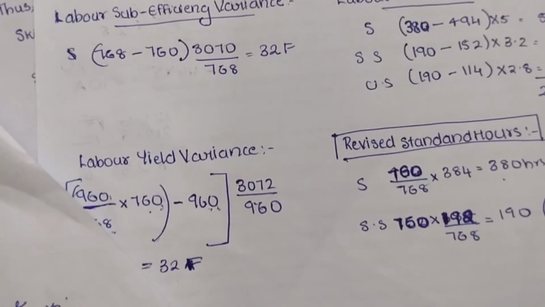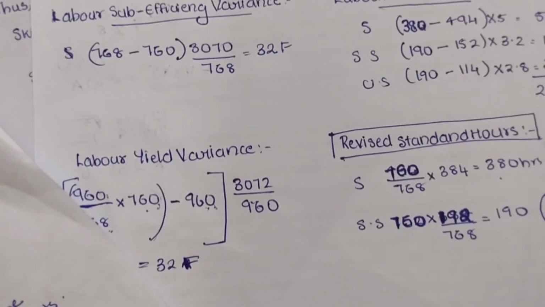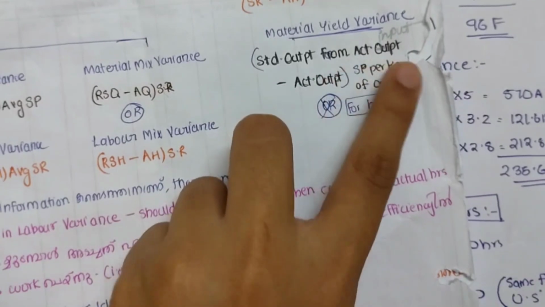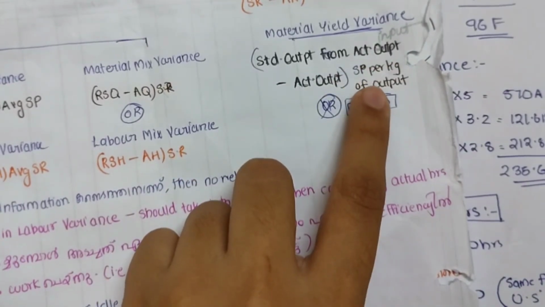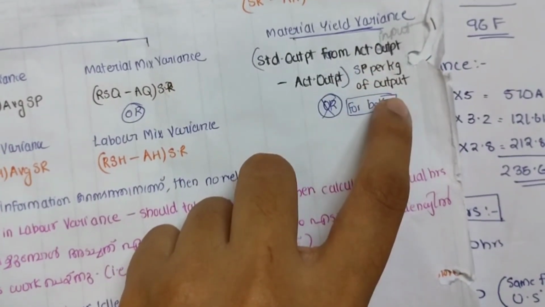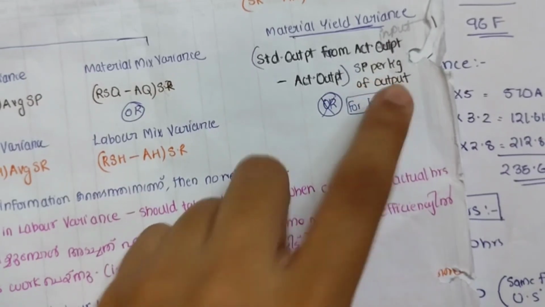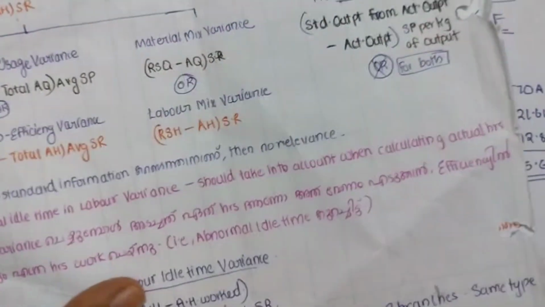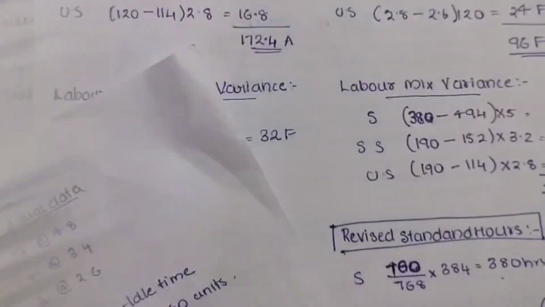That is what is calculated in our study mat. So let's see how labor yield variance has to be calculated. It is standard output from actual input minus actual output, into standard rate per unit of output. First, we have to calculate standard output from actual input.